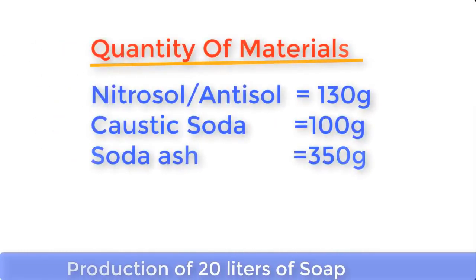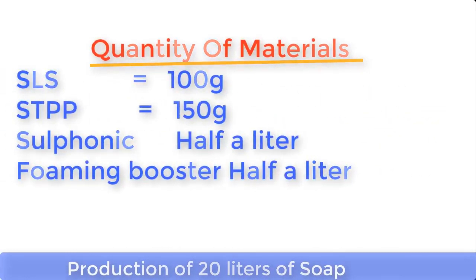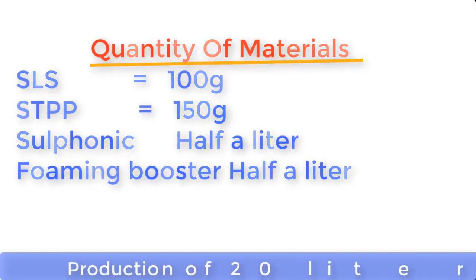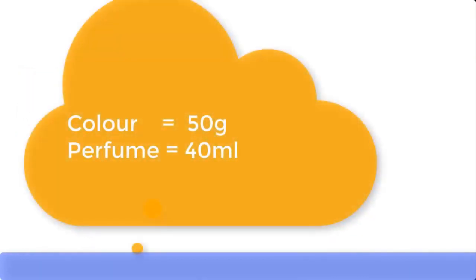Now let's see the quantity of materials required to produce 20 liters of liquid soap. Nitrosol, 130 gram. And if you are using antisol, you also use 130 gram. Caustic soda, 100 gram. Soda ash, 350 gram. SLS, 100 gram. And if you are using Texapon, you use 200 gram. STPP, 150 gram. Sulfonic, half a liter. Foaming booster, half a liter. Color, 50 gram. And perfume, 40 ml.